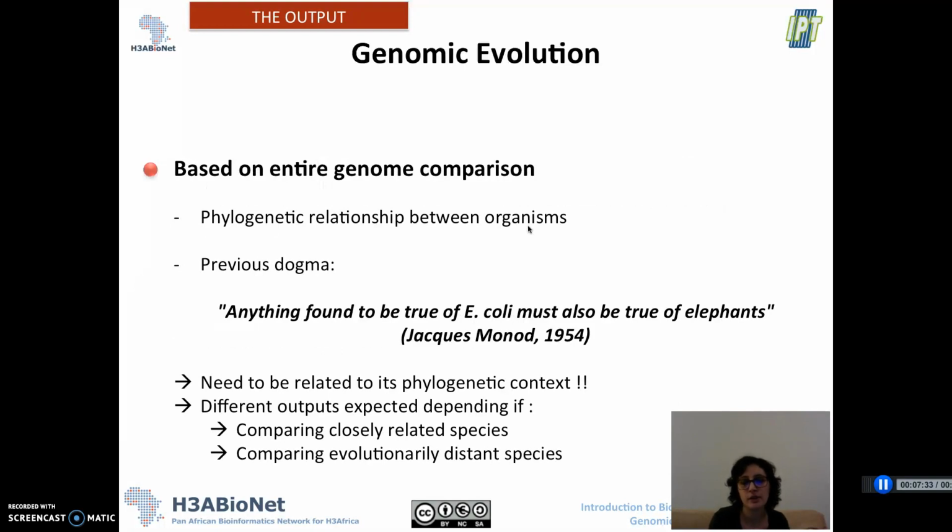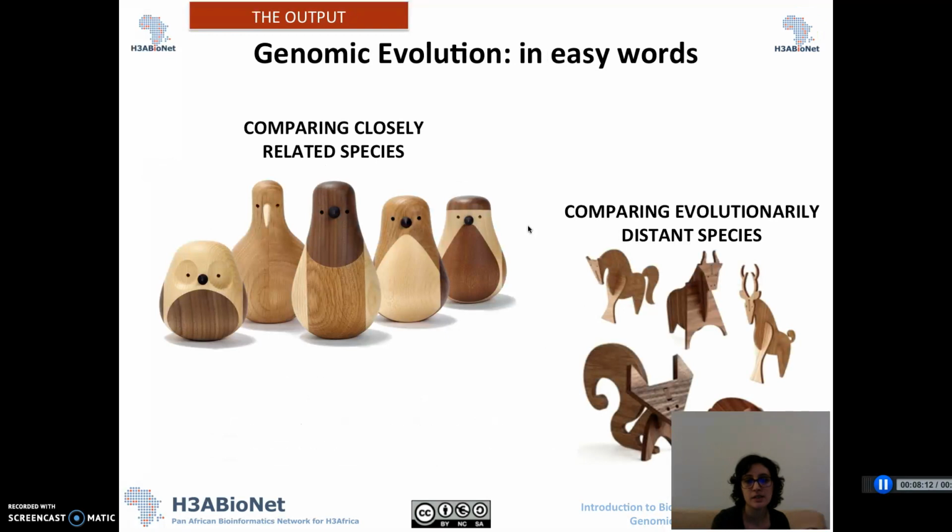There is a very important notion that was one of the central dogmas back in the early 50s, when Monod said that anything found to be true of E. coli must also be true of elephants. In fact, this didn't take into account the whole picture of phylogenetic context that we know today. It essentially depends on the expected output, whether you are comparing closely related species or evolutionarily distant species. This is what we can highlight here with an easy example.